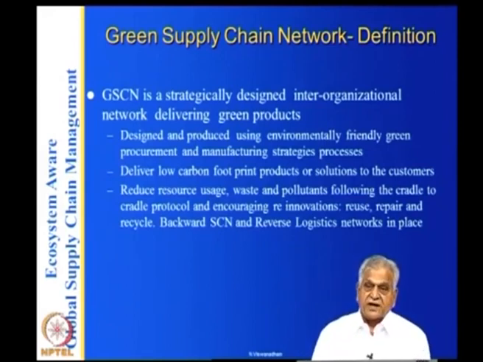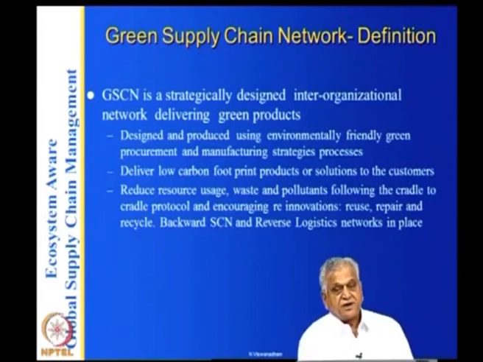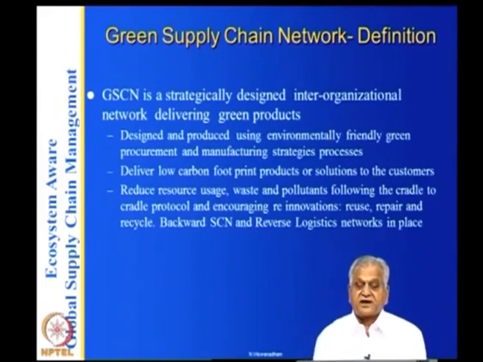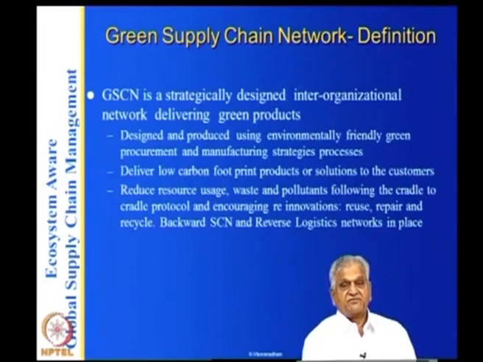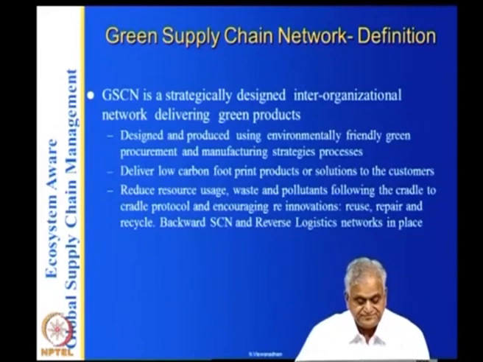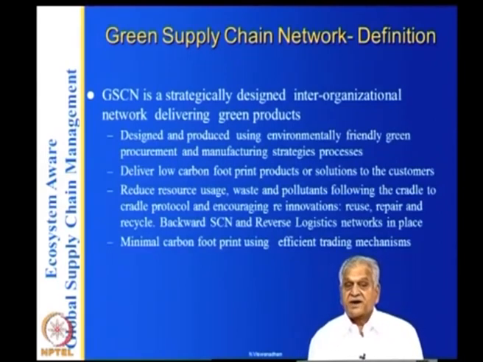And there are the forward SCN, the supply chain network, and the backward SCN network, reverse logistics, all in place. The backward supply chain network is the one from the consumer. Once he disposes the product, you want to recycle, reuse and all that. That's the backward supply chain. And there is the reverse logistics, like B2B, B2C logistics, which takes the products in the forward direction. You have the reverse logistics, which basically takes the products in the reverse direction once it is disposed of. And reverse logistics is a very, very difficult thing because of the uncertainty of the disposal and so on. And minimal carbon footprint using efficient trading mechanisms.